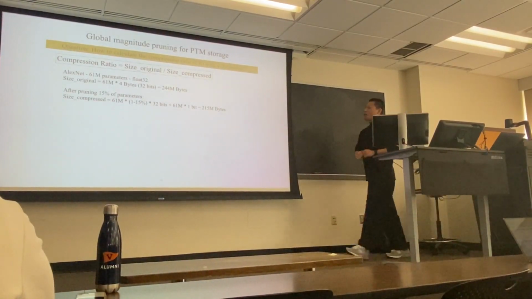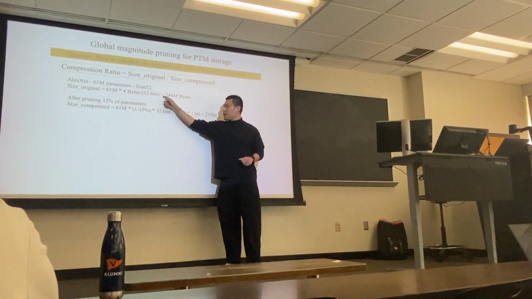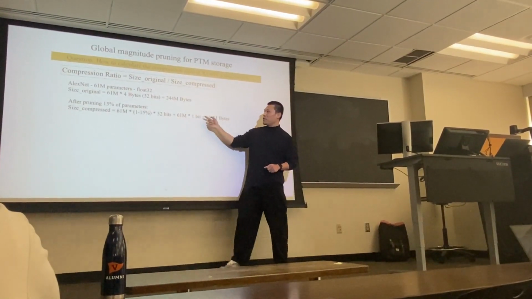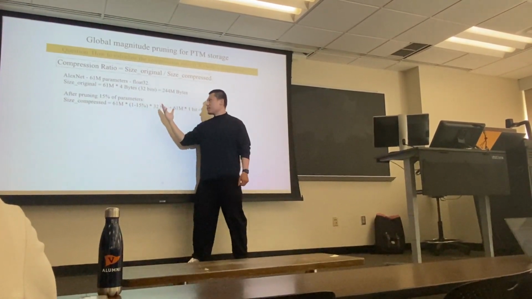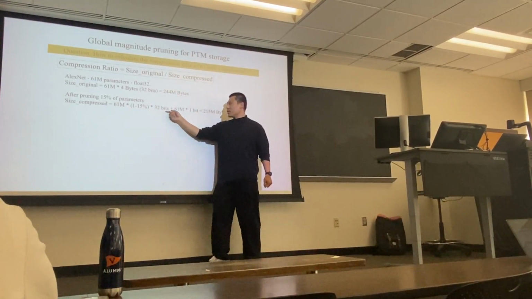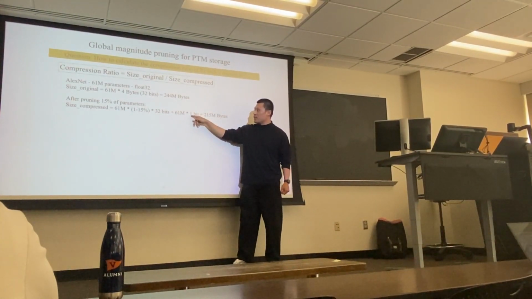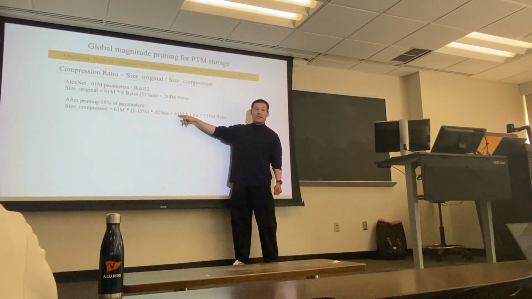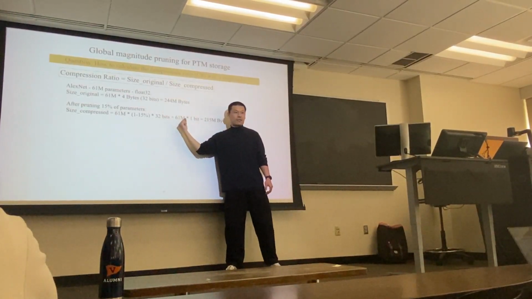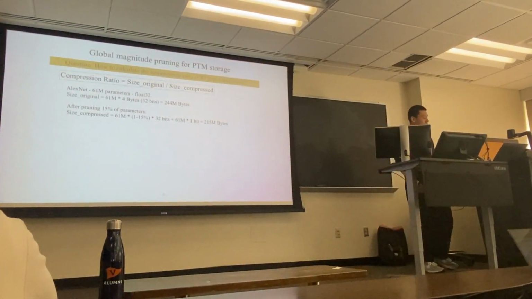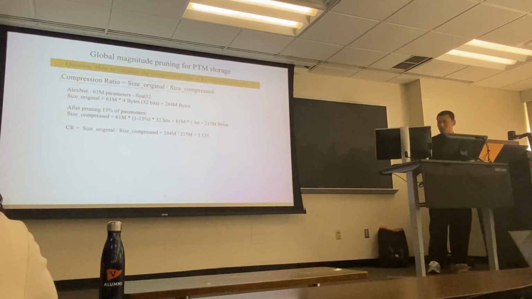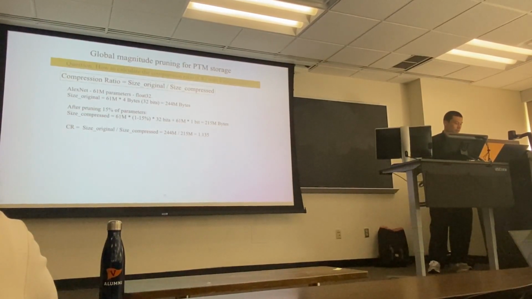And we know that AlexNet is around 244 MB, the million bytes. If 15% of the parameters are removed, this is the size for the remaining parameters, and we have 1 bit for all the parameters to indicate whether this parameter is removed or not, right? We sum them together, and we get this final size, and the CR is 1.134.35.